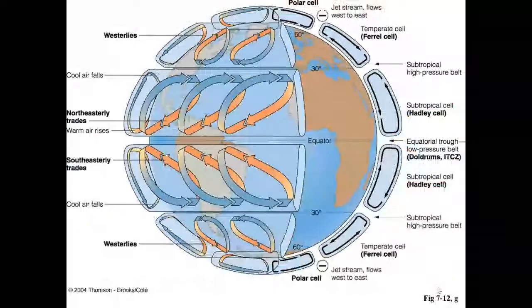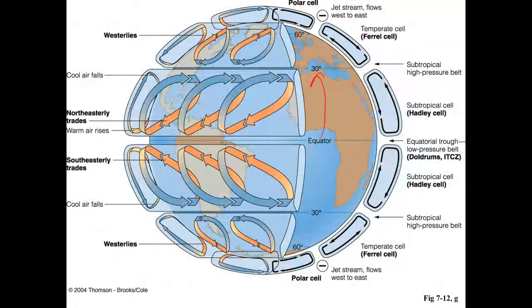Similarly, what we've done is we've gone from 0 to 30 in either direction, north or south, 30 to 60 in either direction, north or south, and 60 to 90 in either direction, north or south. East, west, east, east, west, east.